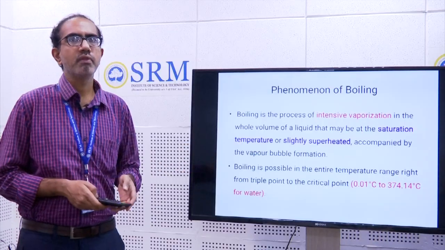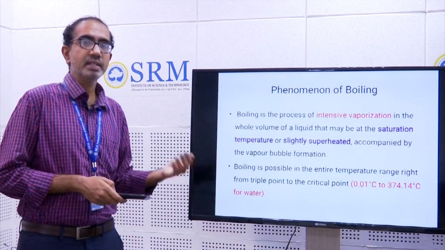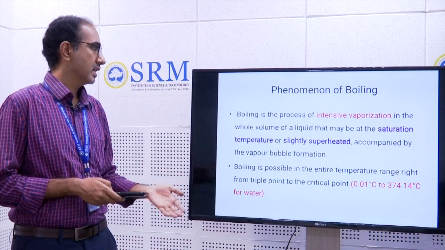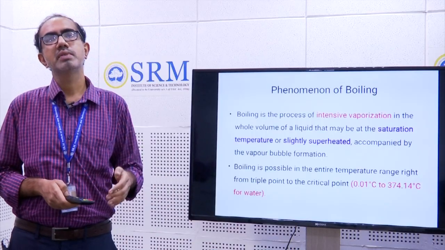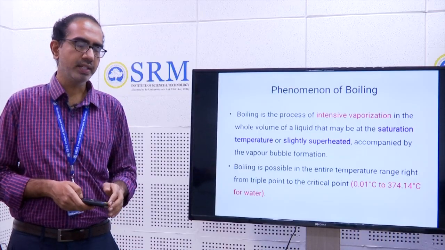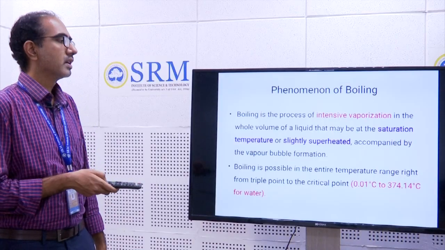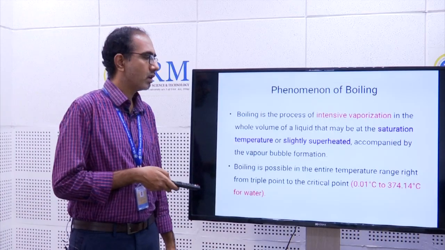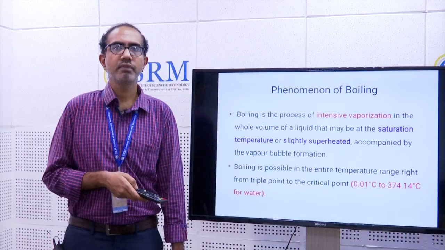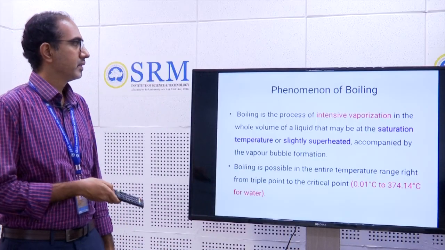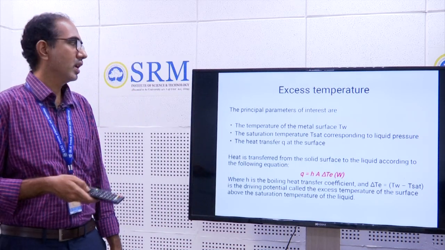If you see in the phenomena of boiling, it is going to be an intensive vaporization. So the vaporization can begin at saturation temperature or slightly superheated, and boiling is possible in all temperature ranges. Here we can see that it is possible from the triple point to the critical point. The values are also given for water, that vary from 0.01 degrees Celsius to 374.14 degrees Celsius. Excess temperature.